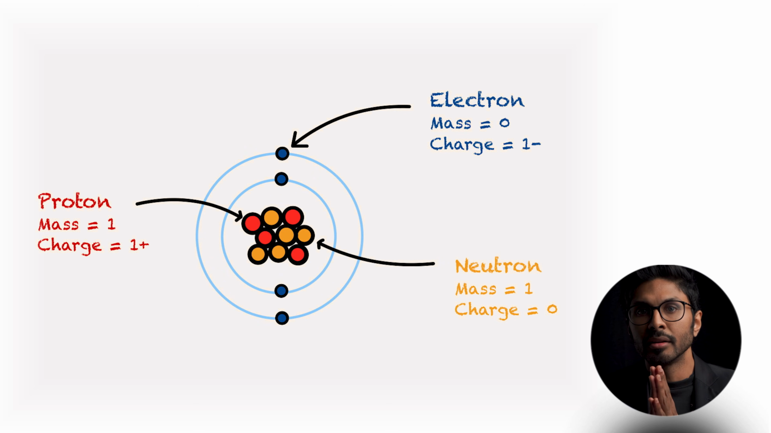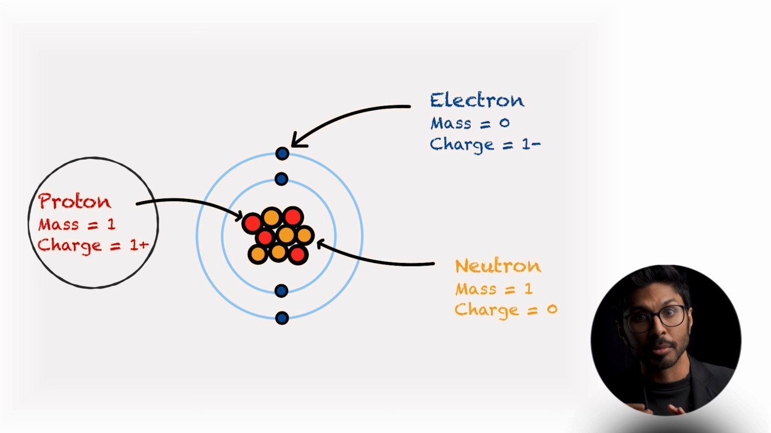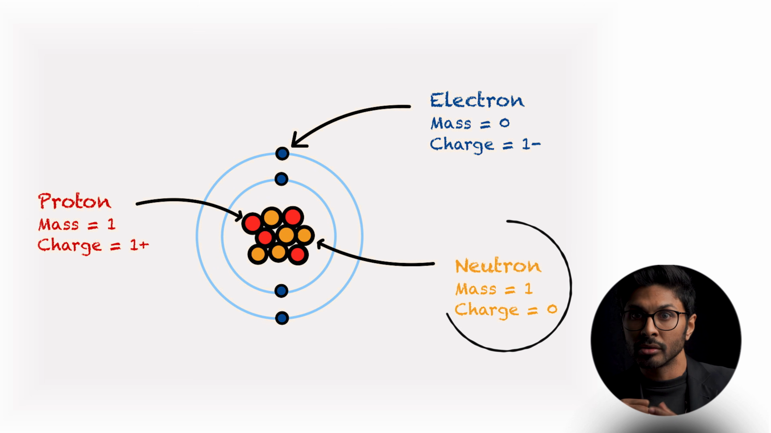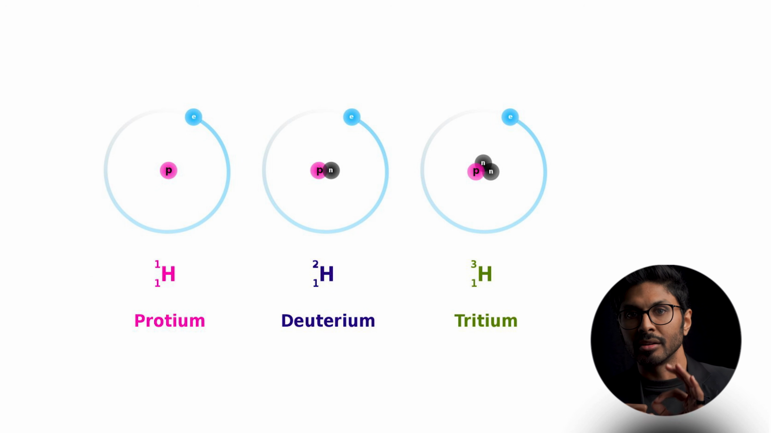So let's have a recap of all the information so far before we go any further. So firstly, each element has a unique number of protons in its nucleus, and that's a defining feature of that element. That's what makes it that element. However, the number of neutrons, which are neutral, can vary. And when that happens, we get isotopes. These are different versions of the same element. Same element because it's still got the same number of protons.